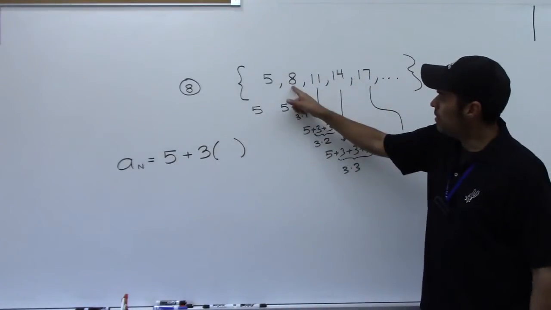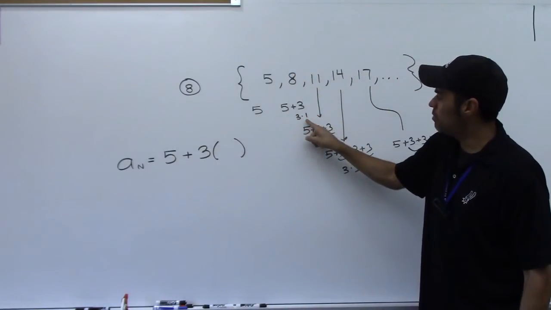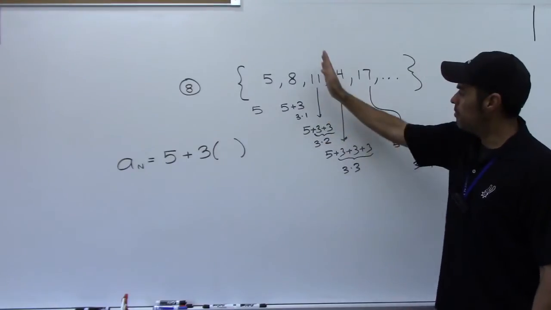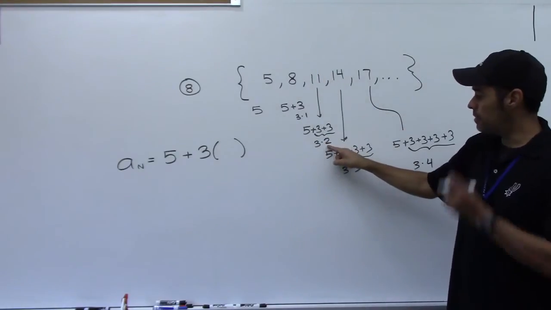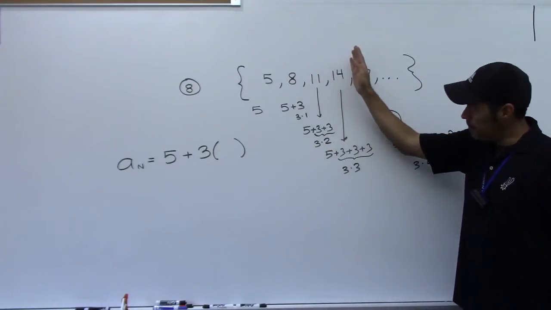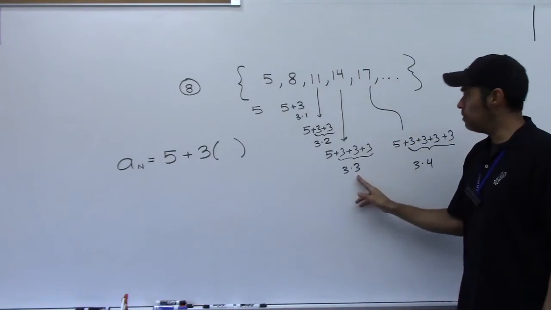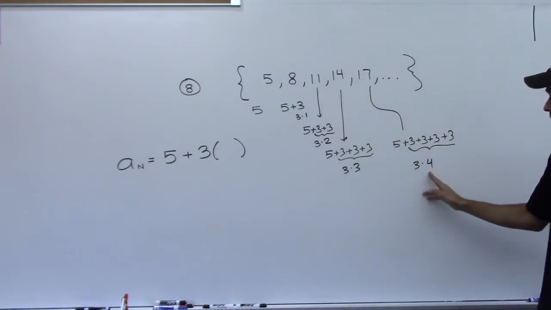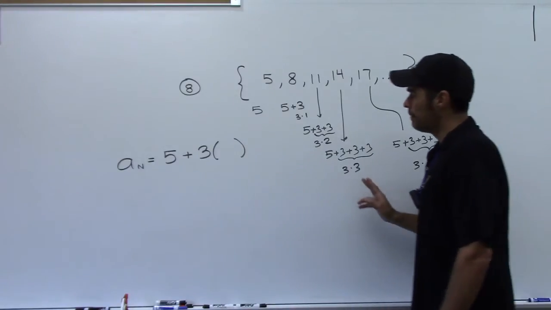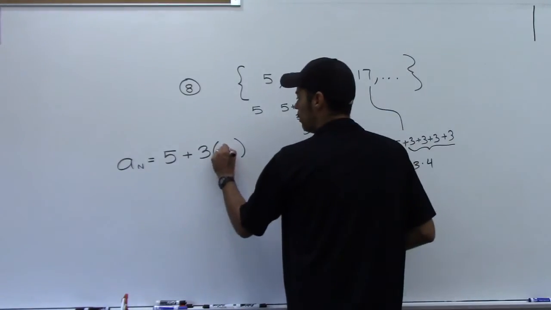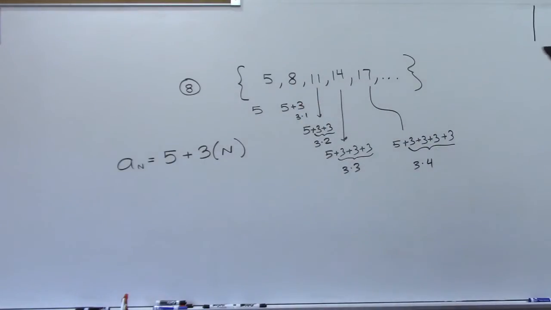I know that when I'm in my second number, I need to add 1 multiple of 3. When I'm at my third number, I need to add 2 multiples of 3. When I'm in my fourth number, I need to add 3 multiples of 3. When I'm at my fifth number, I need to add 4 multiples of 3. So it looks like if I put n here, it's not quite going to work.